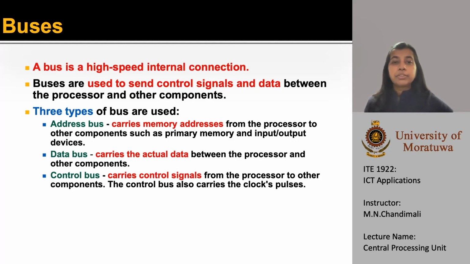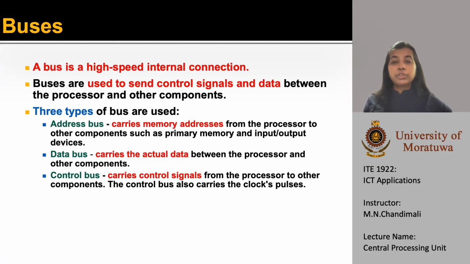There are three types of buses. First one is the address bus. It is used to carry memory addresses from the processor to the other components such as primary memory and input-output devices. Then the data bus is used to carry the actual data between the processor and other components. Then the control bus is used to carry control signals from the processor to other components.